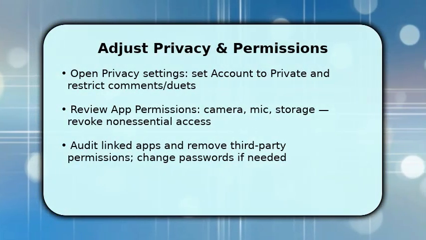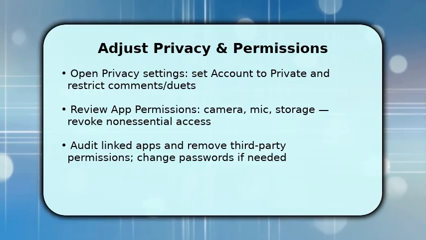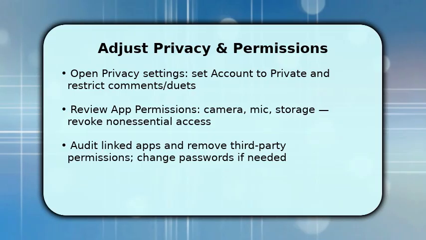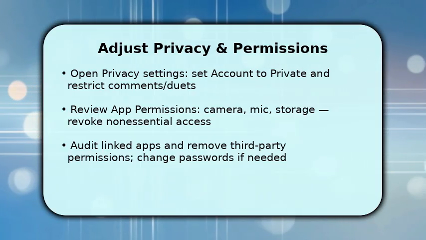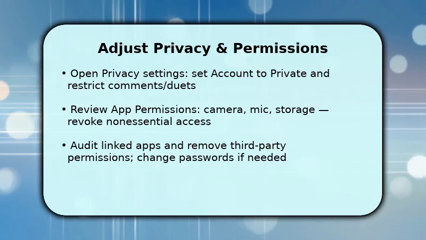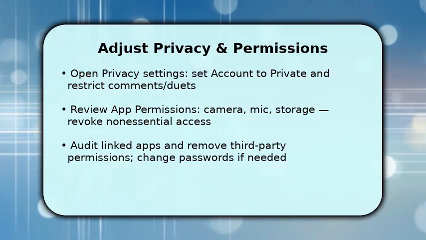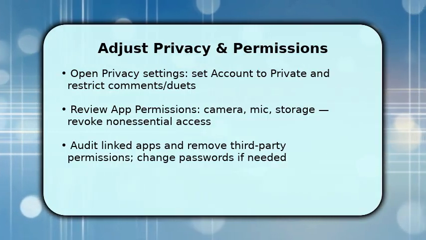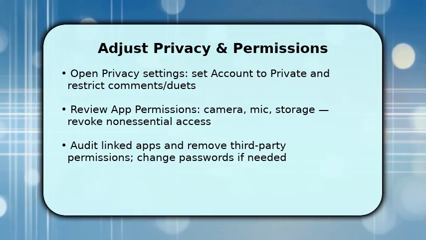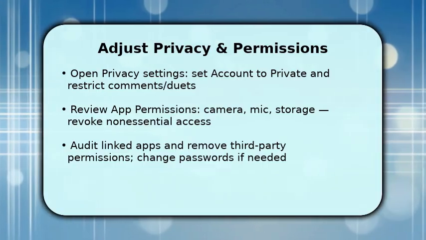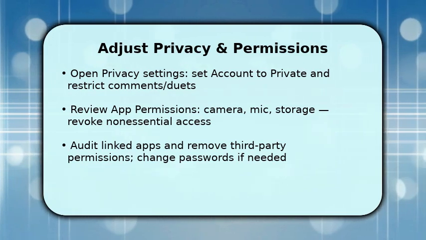Now you dive into privacy and permissions. You set your account to private and restrict interactions such as comments, stitches, and duets to limit exposure. This directly controls who can see or remix your content. Next, go to your phone's app permissions and revoke camera, microphone, and storage access when not required. This prevents passive data collection. Then audit any third-party connections and unlink apps, changing passwords if you find suspicious links. These steps stop data sharing and reassert control over what TikTok can access.